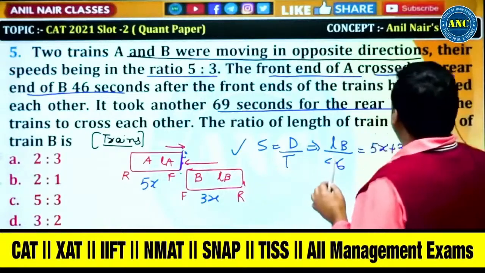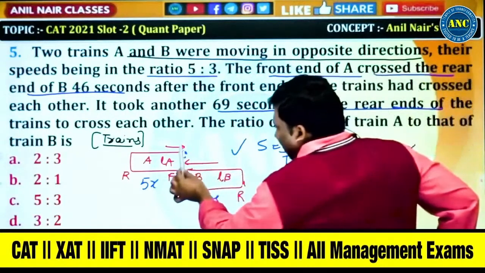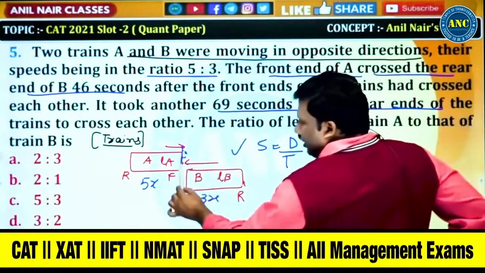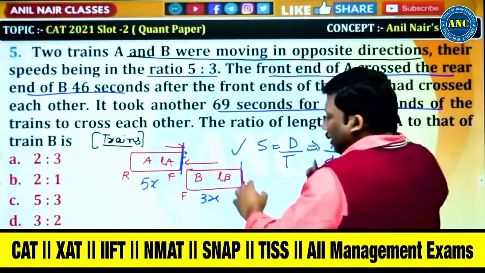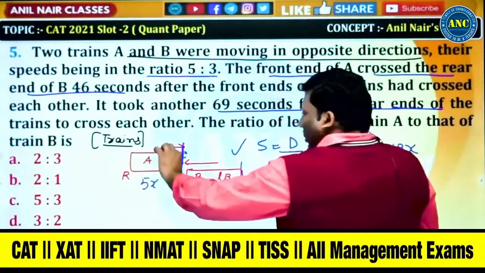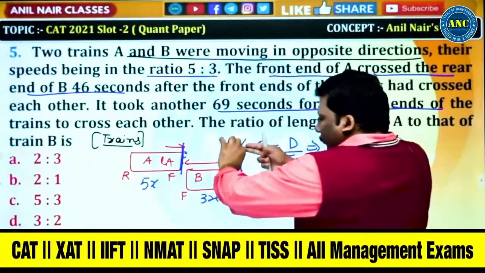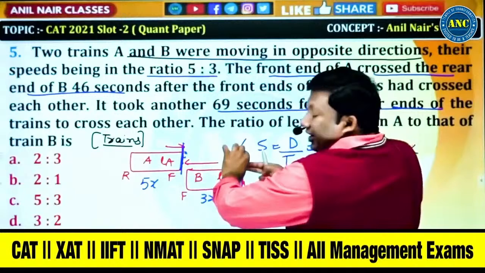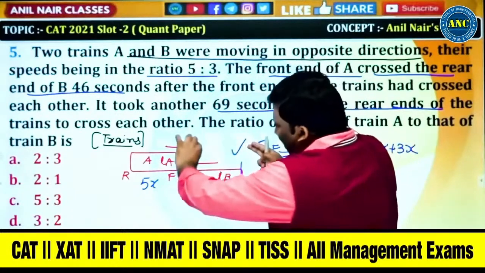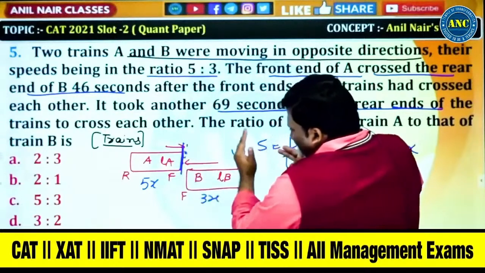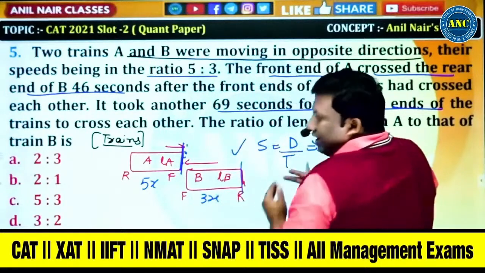After the front end has covered, this front end has covered the rear end. Are you all with me? That means the train is moving like this. Front end has covered the rear end. This first train has got a rear end. From here to here, it has to cover the entire length.